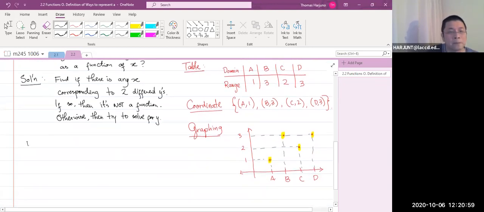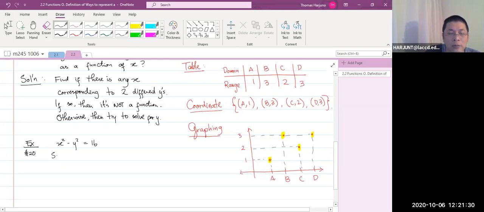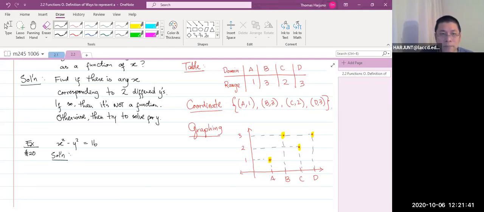For example, I do a question from the book, number 20. We have x squared minus y squared equals 16. Can we say y is a function of x in this equation? What you need to do is, can you find one x that gives you two different y's?